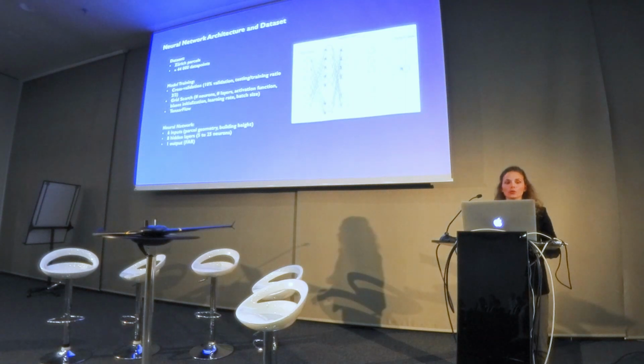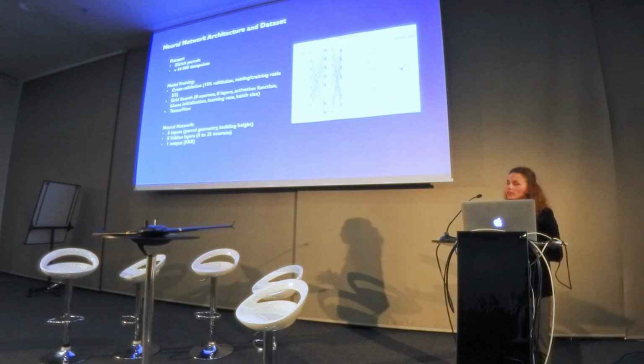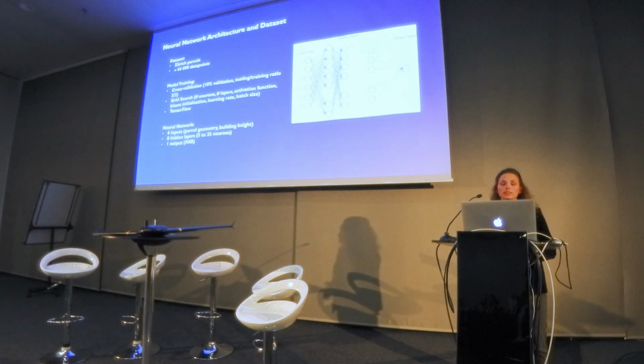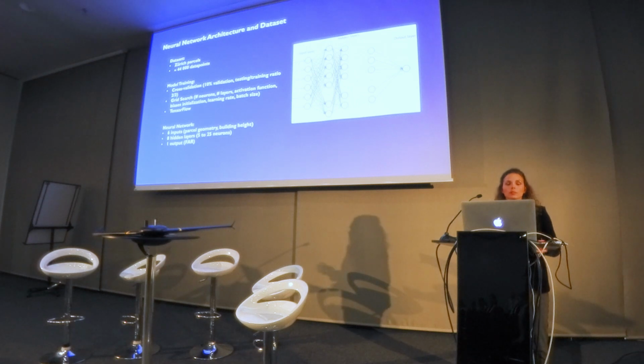So just a few words about the neural network architecture and the data set I used. I collected the data set myself using a selection of Zurich parcels, and trained my model using cross-validation and grid search. For your information, I used the TensorFlow Python library to build the model. The best model I got so far, which can be further improved, contains 8 hidden layers with 5 to 25 neurons each. We have 6 inputs, which are the parcel geometry, like parcel area, parcel perimeter, etc., and we have 1 output, the FAR variable.